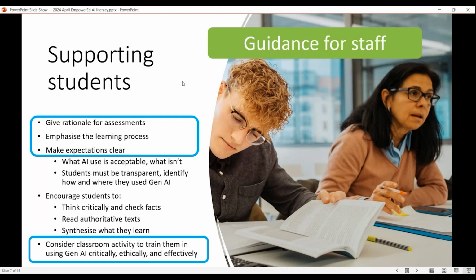The other big point that I emphasize in this session is encouraging our teaching staff to consider having a classroom activity where we can train our students in using AI critically, ethically, and effectively. And there are loads of ways to do that. And I will point you to places where you can get specific ideas for that. Doesn't have to be in every module, but maybe somewhere in each study scheme, it would be good to do this, and fairly early on, I would suggest. So that's what our advice for staff looks like.